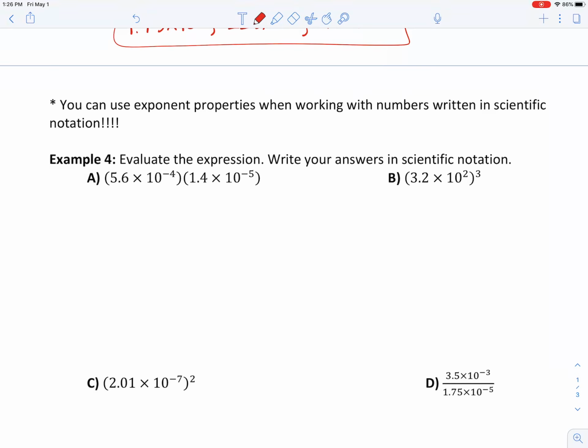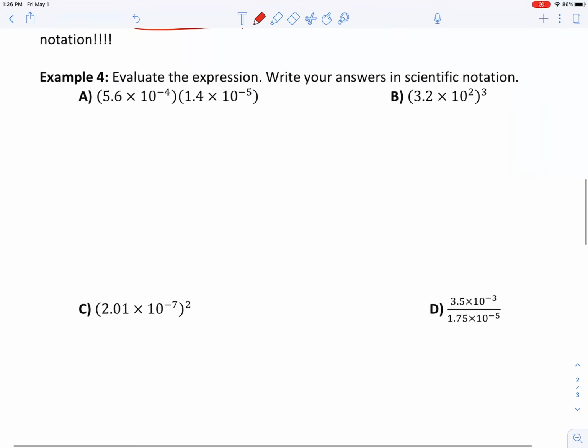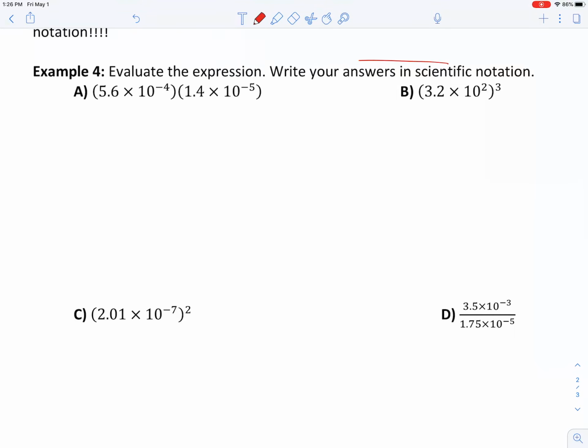Okay, flipping over to the back side. I have a note there that says you can use exponent properties when working with numbers written in scientific notation. So the exponent properties, that's what we did so far in Chapter 8. Okay, so example 4, evaluate each expression, write your answers in scientific notation.